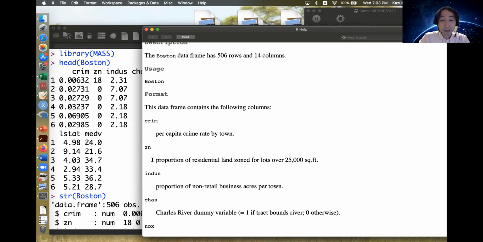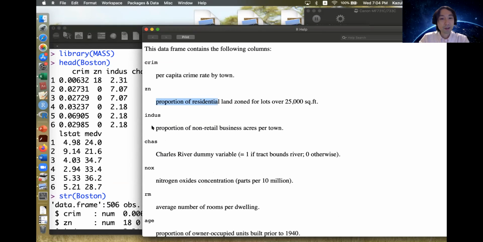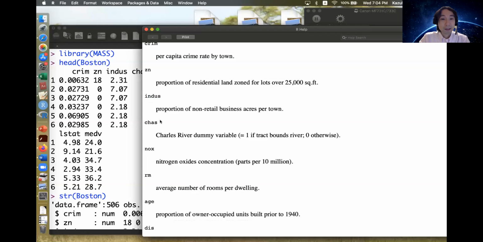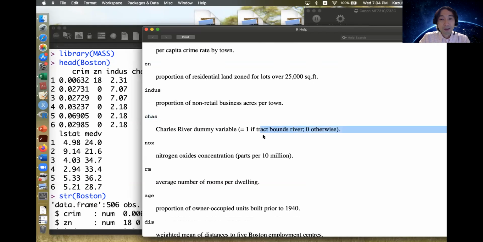And this is, maybe, the ZN variable, the proportion of residential land zoned for lots over 25,000 square feet. So it's a pretty large lot, then probably the home values are higher. Maybe not. Then the proportion of non-retail business area per town. And CHAS, this is the Charles River dummy variable: one if the tract bounds the river, zero otherwise.